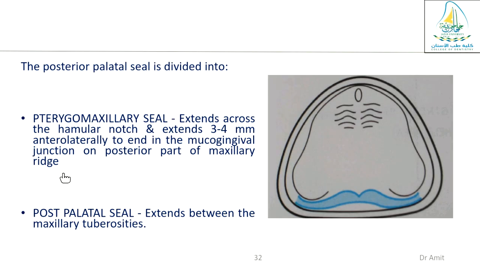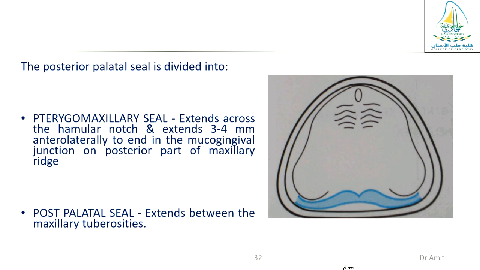It has two different parts. First is the pterygomaxillary seal. It extends across the hamular notch. This is the pterygomaxillary seal, and it extends 3 to 4 millimeters anterolaterally. So this is the pterygomaxillary seal, which is present in between the tuberosities. This area is known as the post-palatal seal. You will be having a complete lecture on this posterior palatal seal area, a single lecture describing every feature of this landmark.